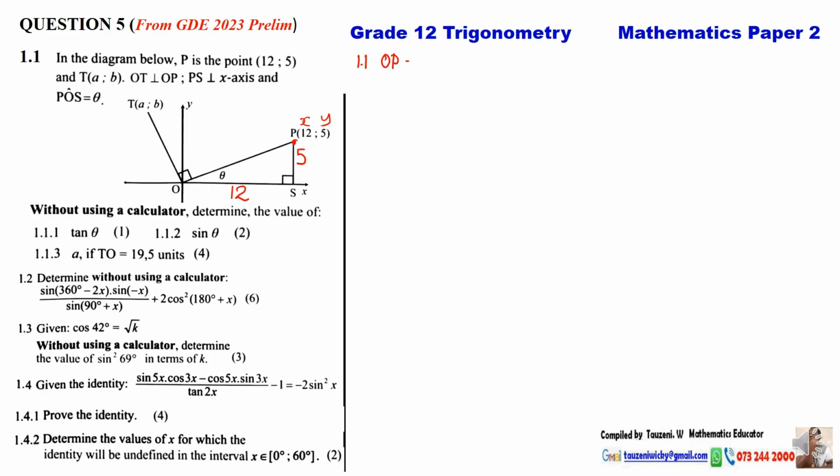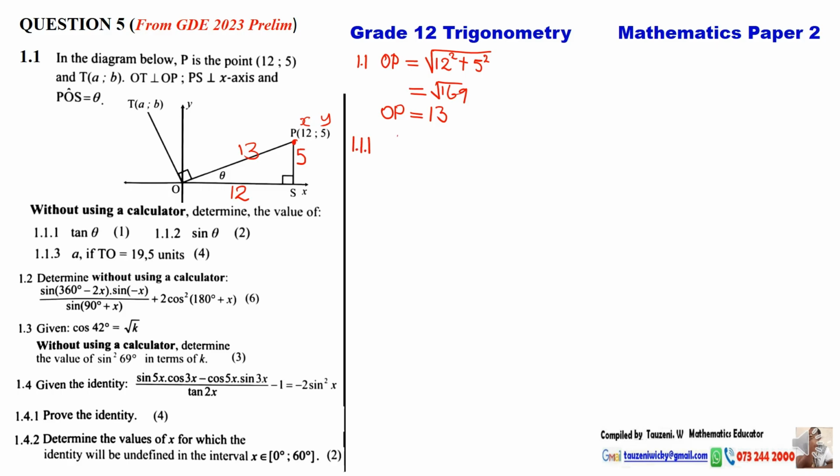When given two sides in a right-angled triangle, we can calculate the third one using the theorem of Pythagoras. So the value of OP is the square root of 12 squared plus 5 squared, which is equal to the square root of 169. The square root of 169 is equal to 13. So OP is equal to 13 units. Now, from there, it becomes straightforward to determine the answers for all the expressions given there.